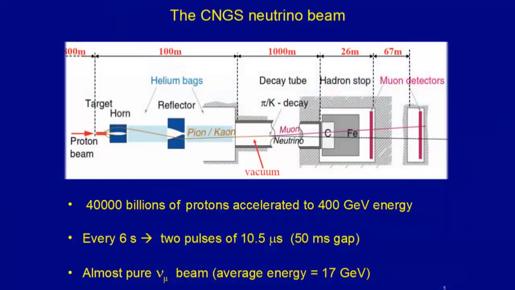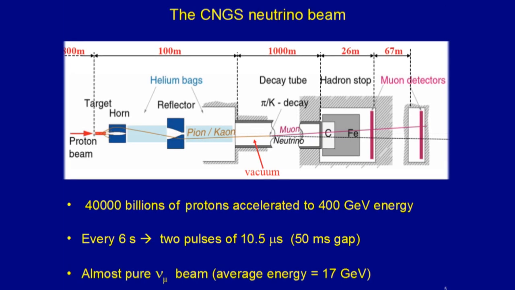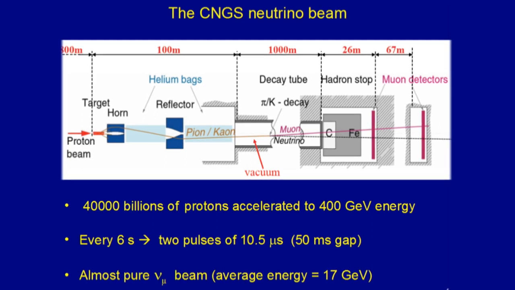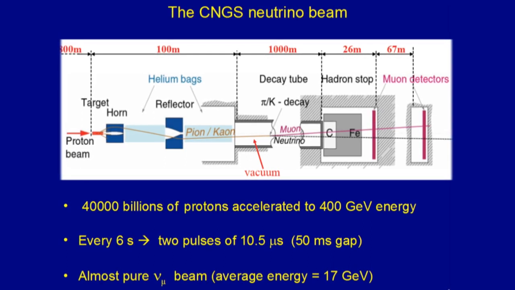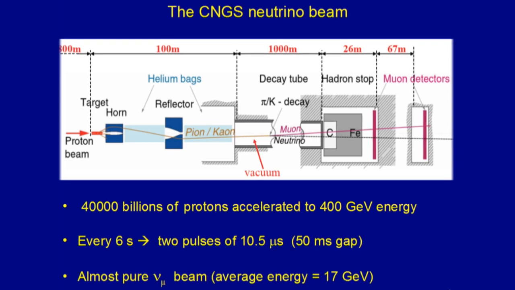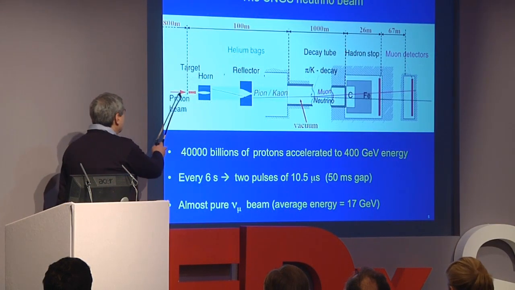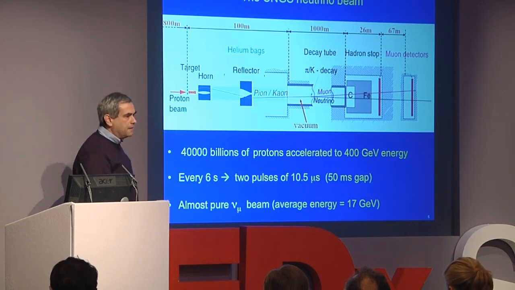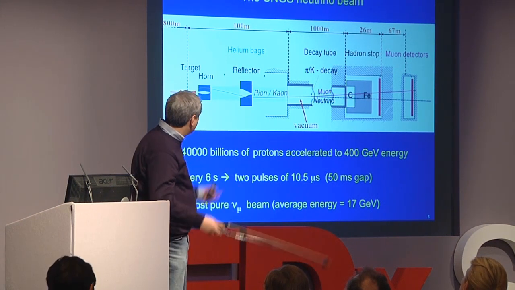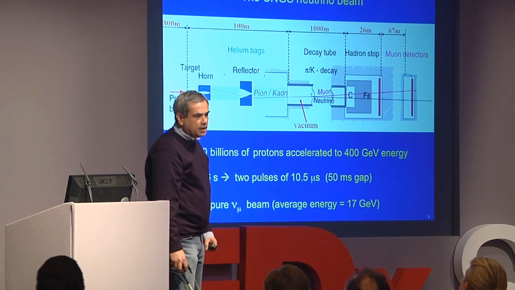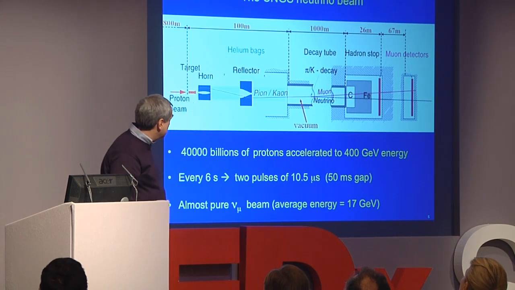So now I will explain to you how we produce neutrinos at CERN. We have an accelerator which every 6 seconds accelerates something like 40,000 billion protons to a very high energy of 400 GeV. 400 GeV means that these protons reach an energy about 400 times their mass, which is very large. And this beam is extracted from the accelerator and sent onto a graphite target, which has to absorb enormous shocks from all this energy, which on average is equivalent to 500 kilowatts.